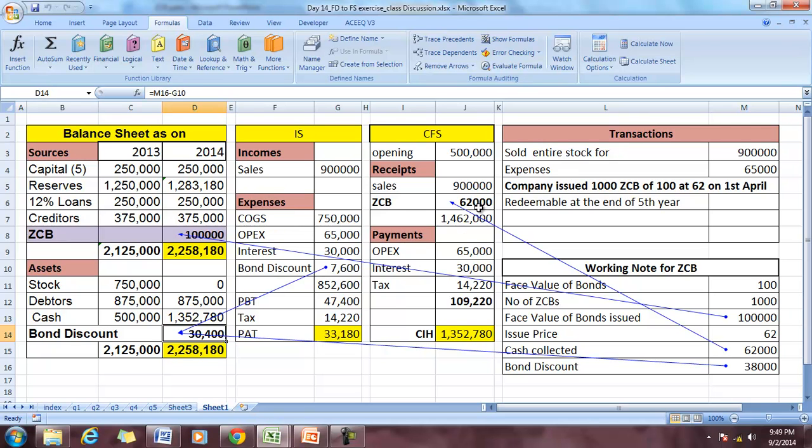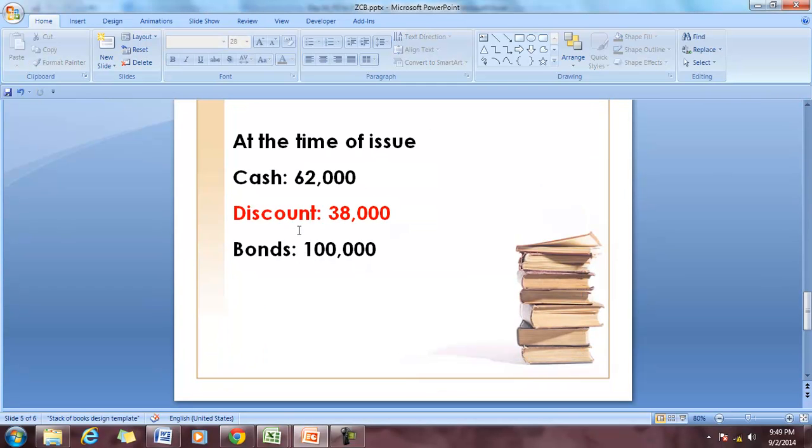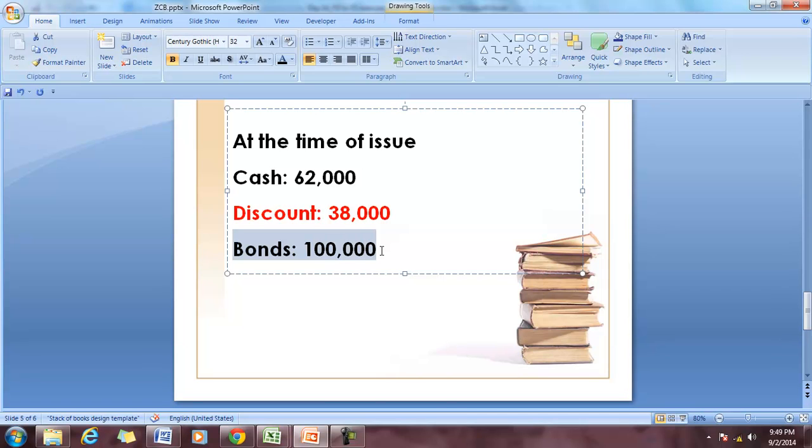So according to the Companies Act, the discount is shown on the asset side and is amortized over the bond life, and the bonds will be shown on the balance sheet as a liability of 100,000. On the due date when the cash is paid, the bond will reduce and cash will reduce to that extent. Thank you.